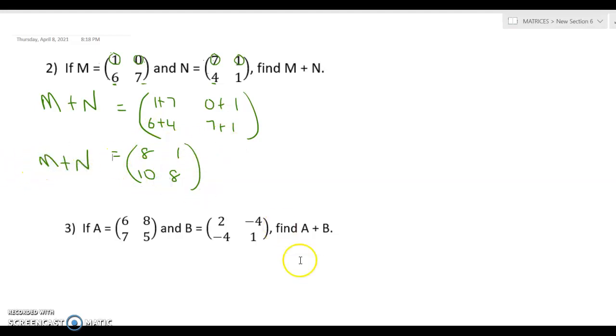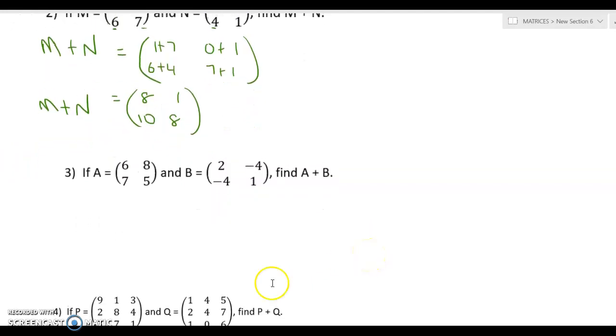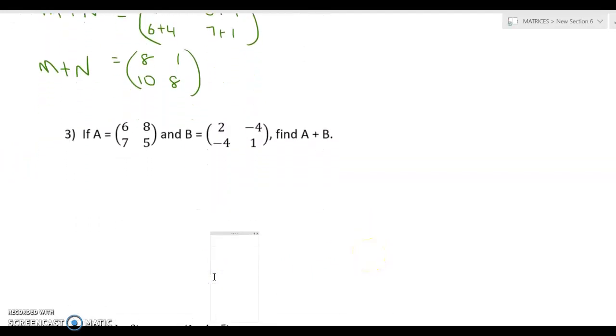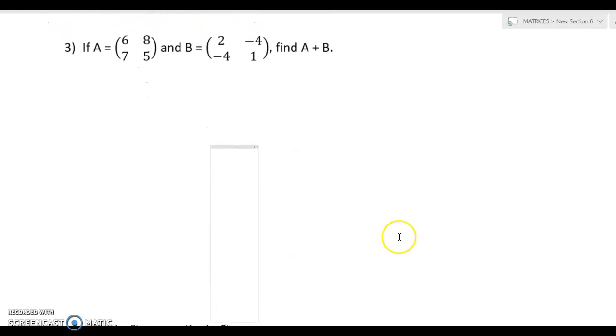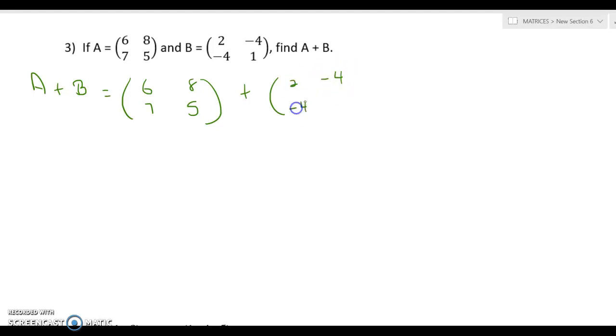So let's look at number 3 now. We have some negative numbers in the mix here, right? So don't get too scared, but yes, negative numbers are going to appear everywhere. So we're going to find matrix A plus matrix B. Let me write out 6, 7, 8, 5 plus 2, negative 4, negative 4, 1. So let's go ahead and start adding. Check and see first. Same order, yes, both have 2 rows and 2 columns, right? Alright, so now we're going to start adding.